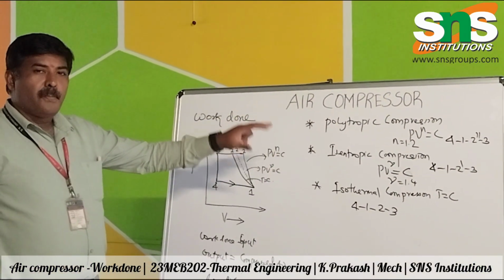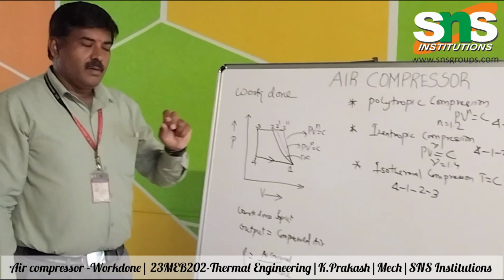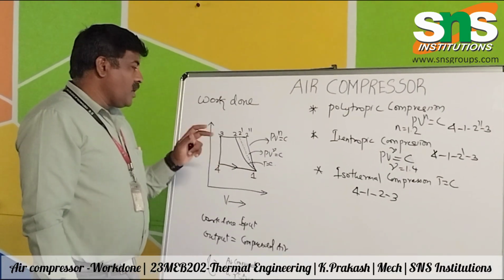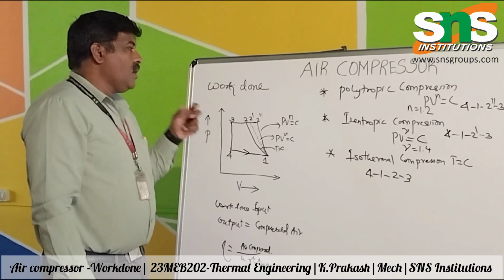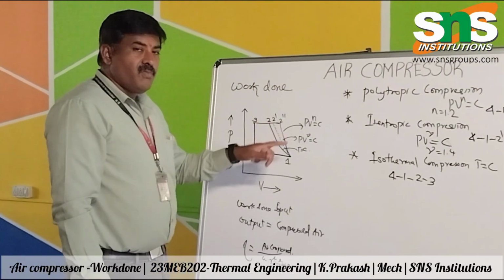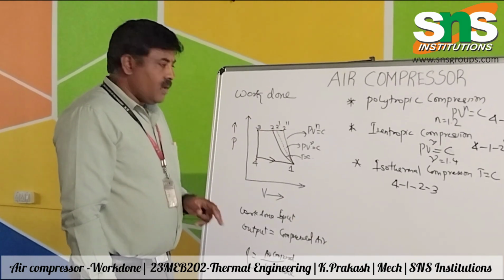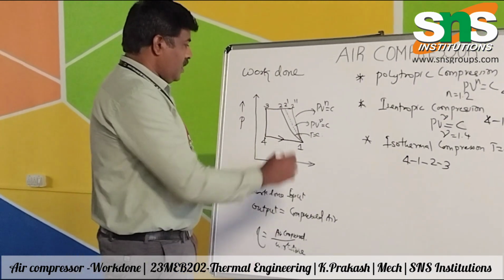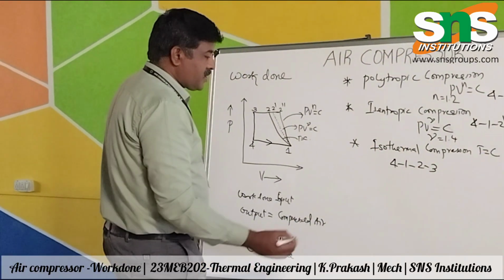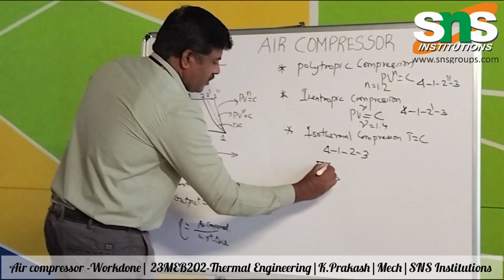If you plot the compression for the same input pressure and the same delivery pressure, so if you do the three types of compression by keeping the suction air pressure and the delivery air pressure the same, this is the PV diagram which we have drawn. Now what is the difference in this PV diagram? If we calculate the area 4, 1, 2, 3 of the isothermal compression, this is the area we are getting.